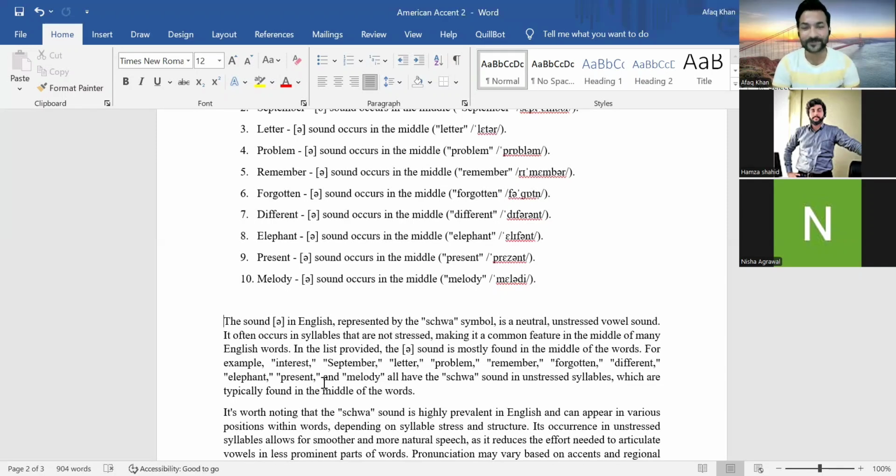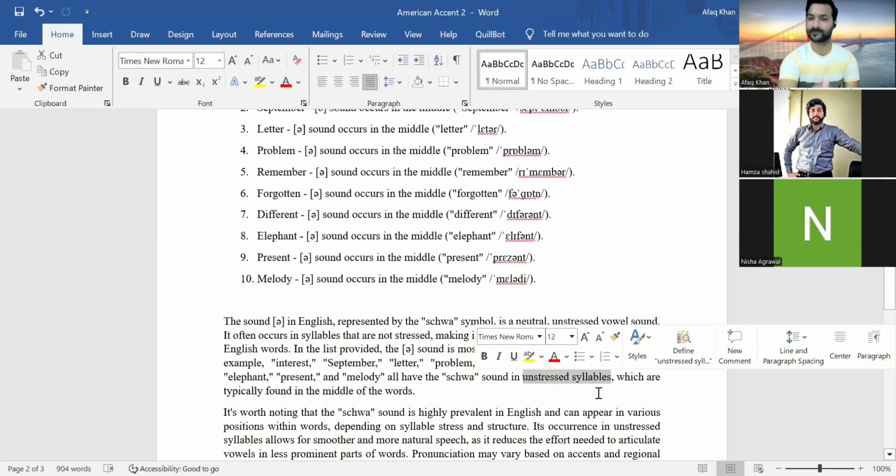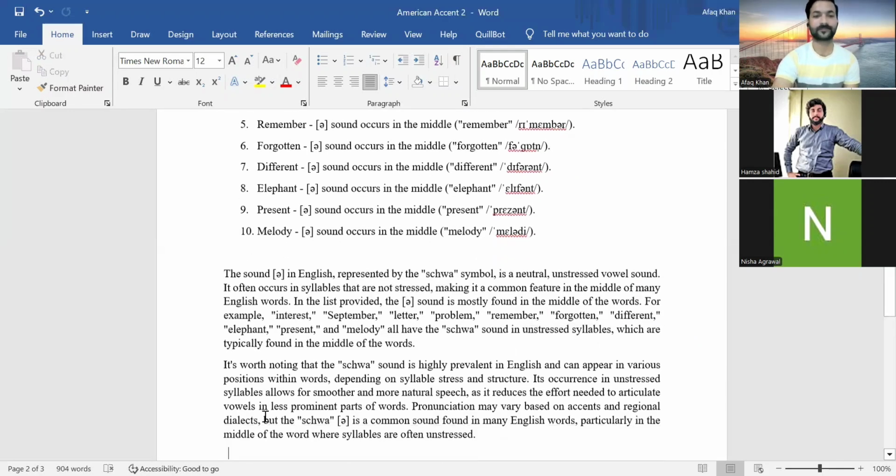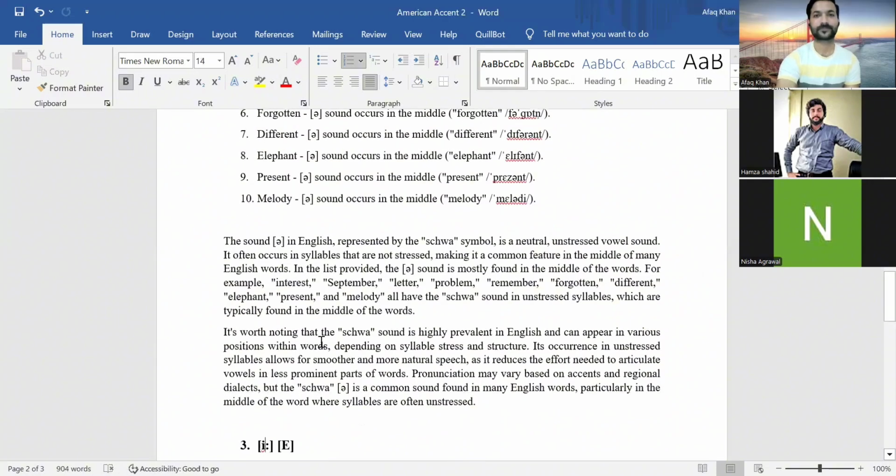Don't worry. Okay. And so, melody. All have the schwa sound. All have the schwa sounds in unstressed syllables, which are typically found in the middle of the words. It's worth noting that the schwa sound is highly prevalent in the English.